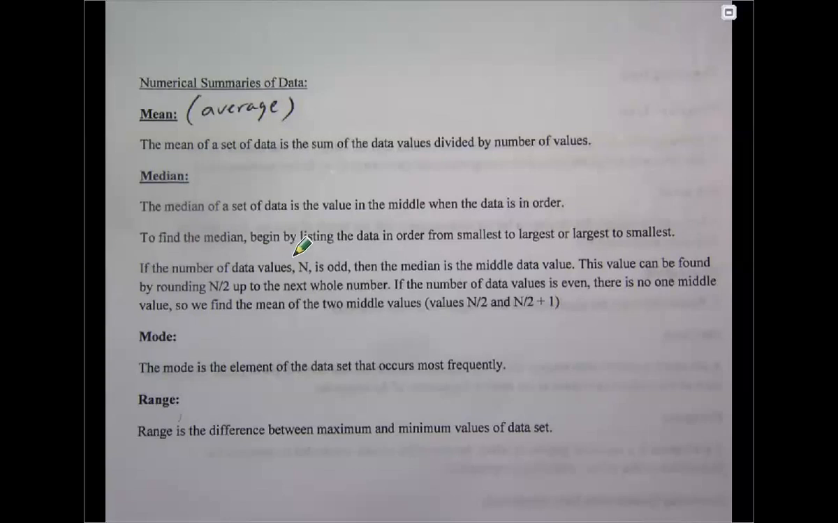To find the median, begin by listing the data in order from smallest to largest or largest to smallest. You can go from small to large or large to small, but you have to have some kind of order. If the number of data values, n, is odd, then do this. If the number of data values is even, then do this. So there are two different ways to find the median, and that depends on the number of data values.